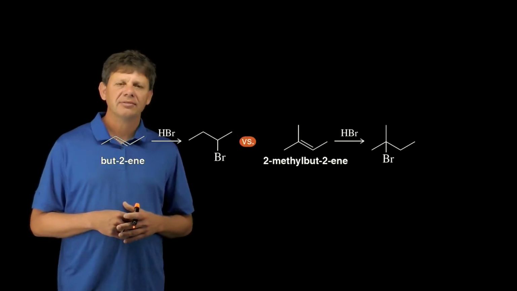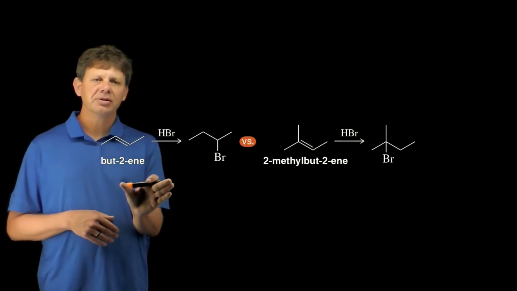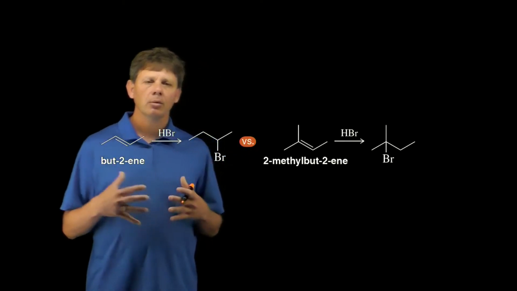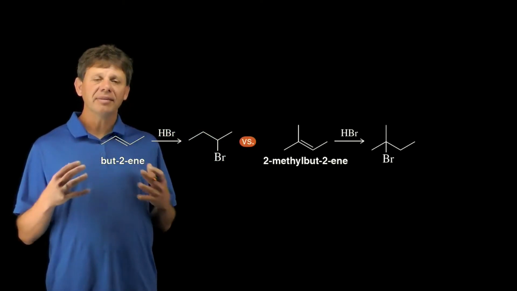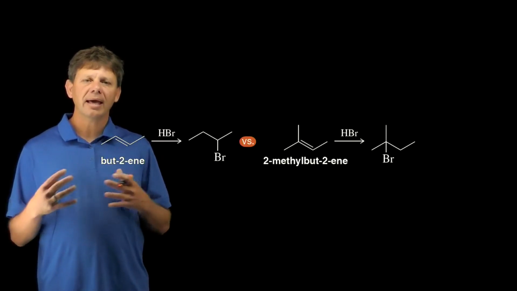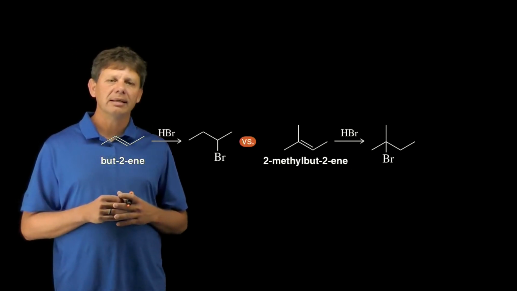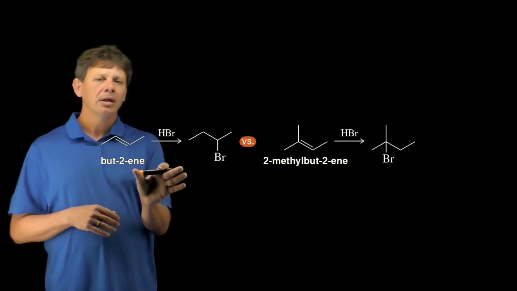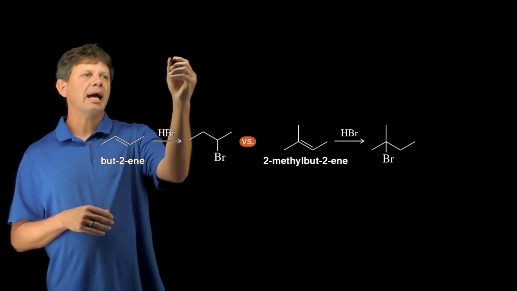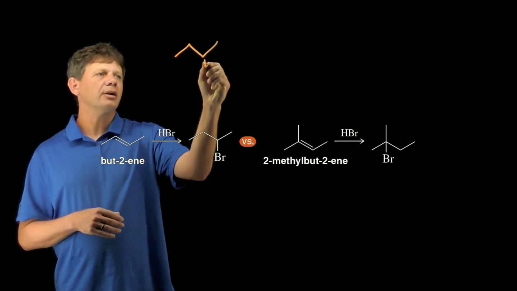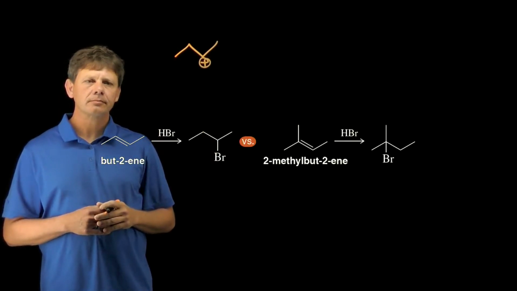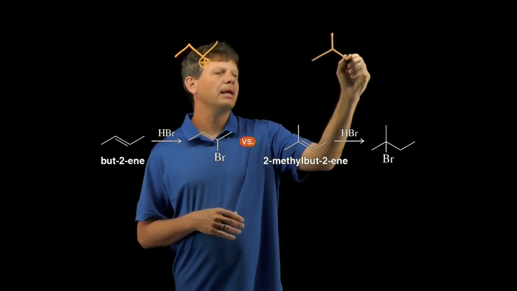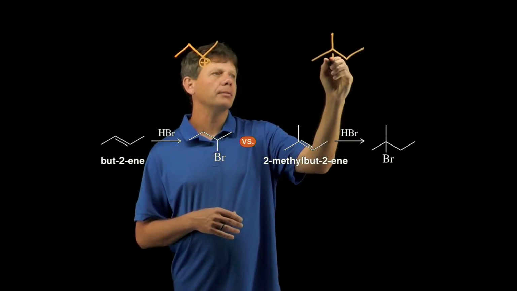This assessment asks us which would happen faster, the reaction of butene with HBr or the reaction of 2-methylbutene with the same reagent. This is going to be a case of the carbocation stability of the intermediate that forms dictating the relative rate of the two reactions. So when butene reacts, we're going to make a secondary carbocation. When 2-methylbutene reacts, we will instead make a tertiary carbocation.